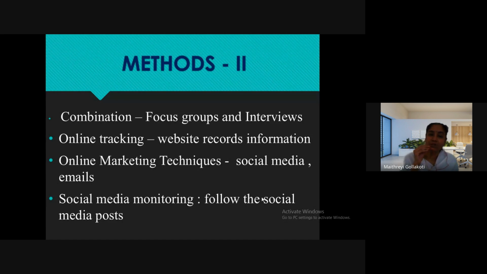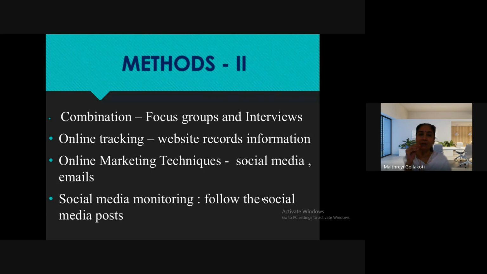Okay? Next, online marketing techniques. You can use social media and emails to collect data. You can post a question on social media and take those responses as a part of your research. But you need to post them to the correct type of people. Otherwise, if some child answers those questions and you take that information, it is not very valid, isn't it? So you should post them to the right type of people, the people who are qualified.